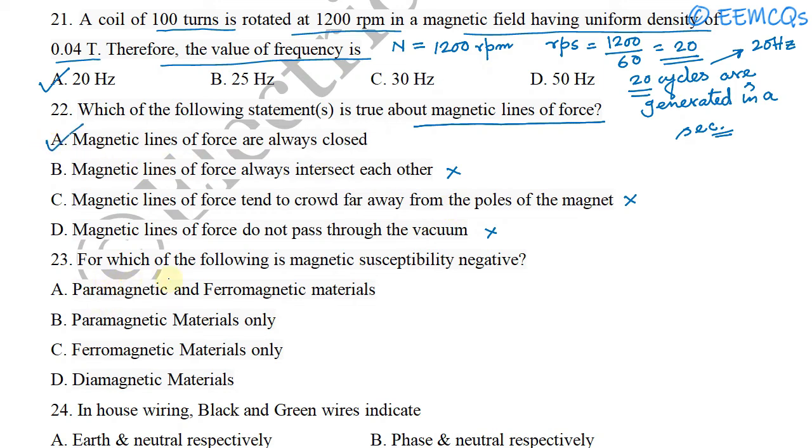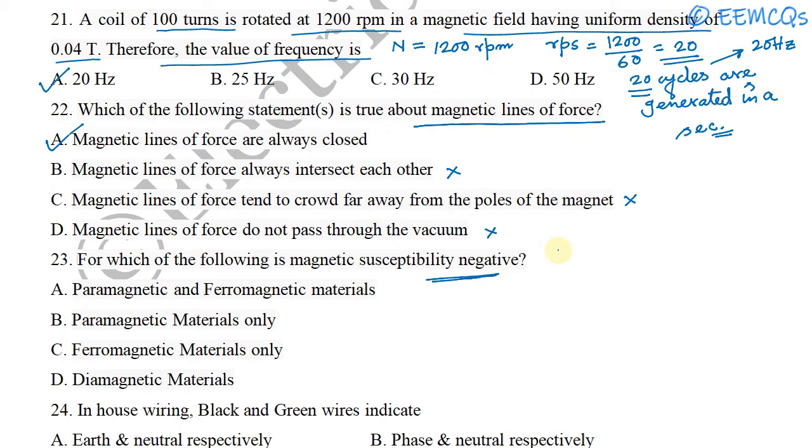Next, for which of the following is magnetic susceptibility negative? First you have to know what magnetic susceptibility is. Magnetic susceptibility is basically the quantity by which we can say any material can be attracted or repelled by a magnetic field.